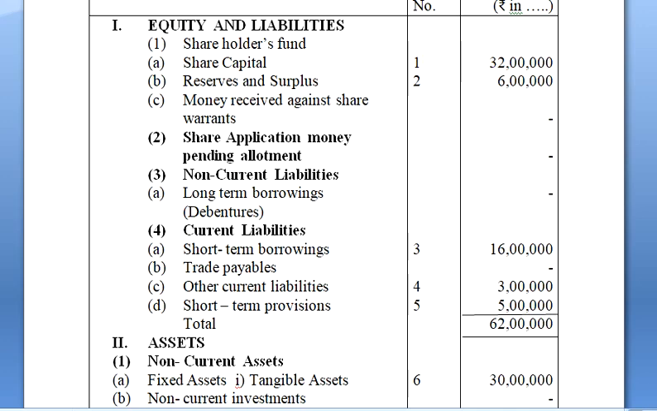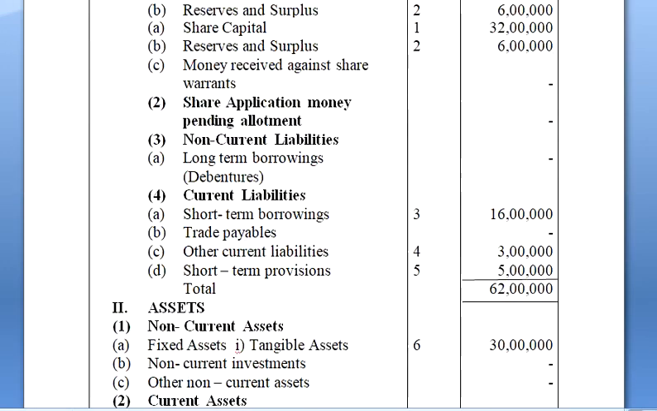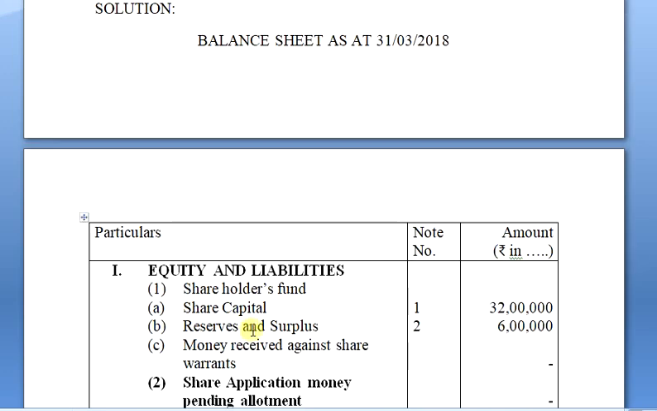How we got that share capital means, here you can clearly see the note. Share capital will be equal to what? Equity share capital 20 lakhs, preference share capital 12 lakhs. It becomes overall how much? It becomes 32 lakhs, my dear students. Again, moving on to the next thing, reserves and surplus, note number 2, 6 lakhs.